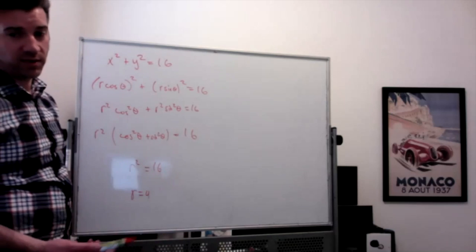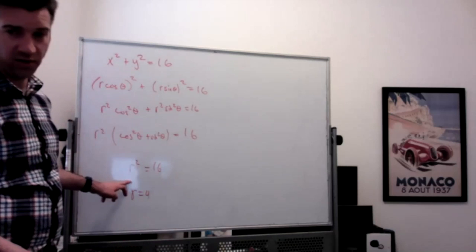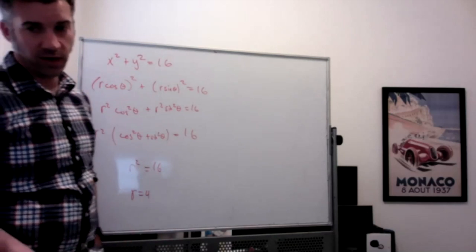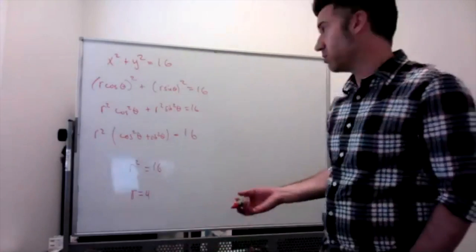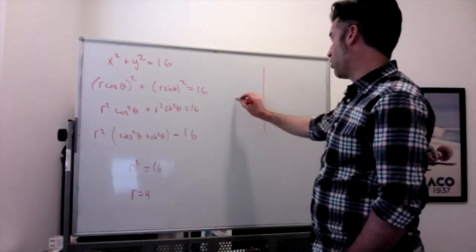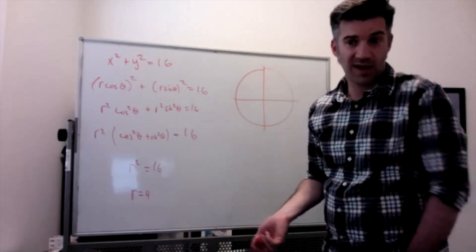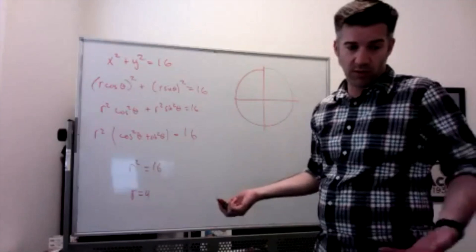Which again isn't surprising, right? Because we know that x squared plus y squared is equal to r squared, so we should have gotten this. This is the equation of a circle where the points are all the points on the circle. The radius is 4, and the angle can be anything. Totally works.